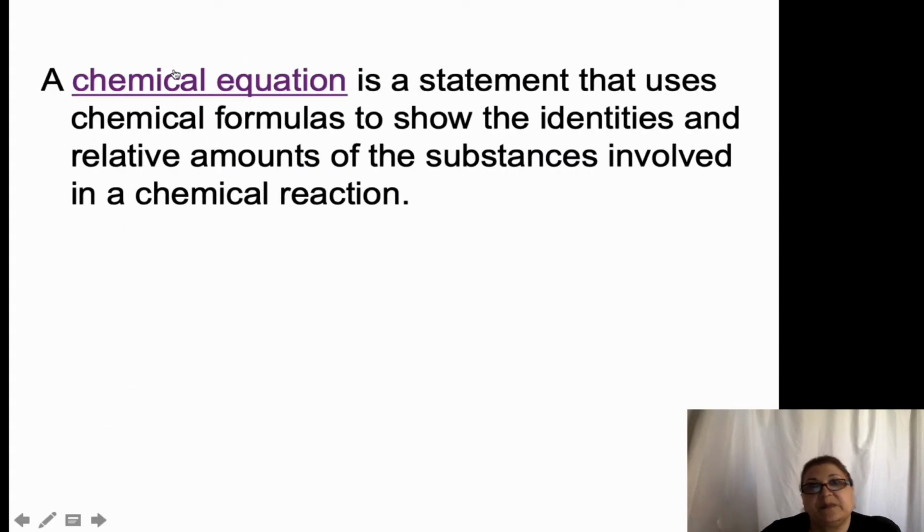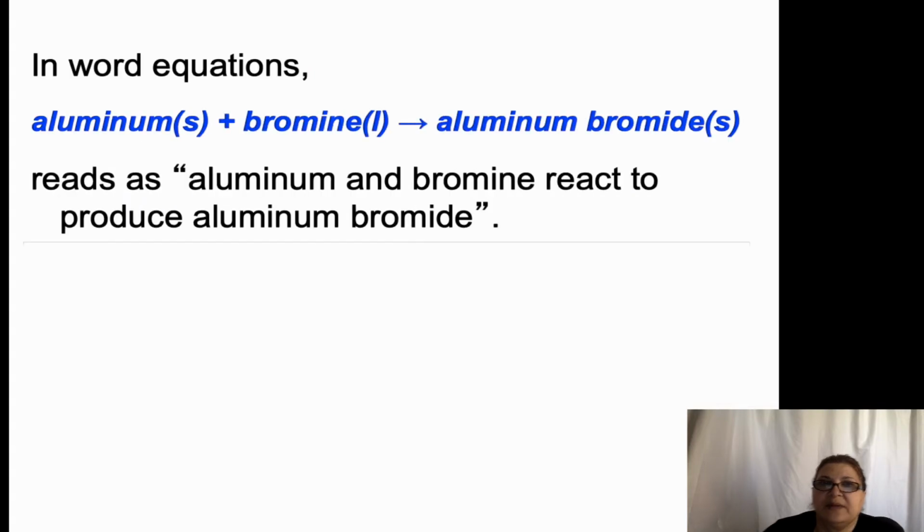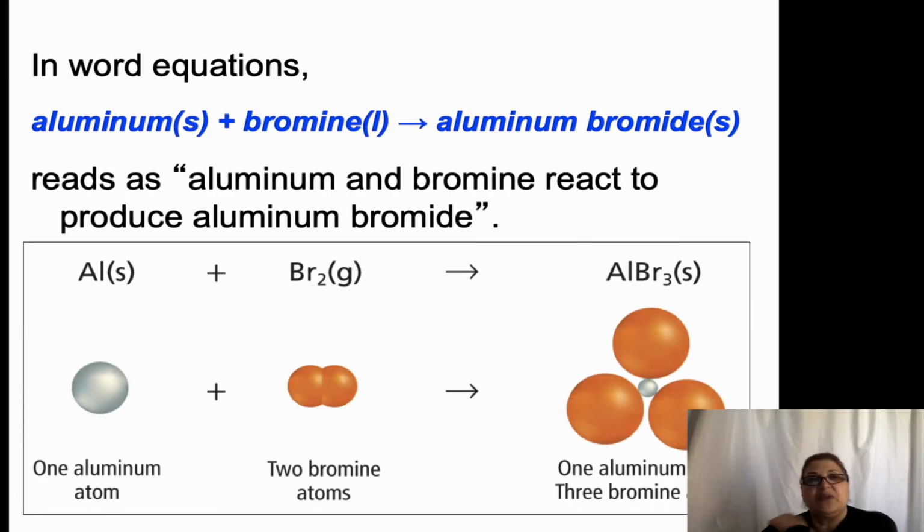Chemical equation: a statement using chemical formulas to describe the identities and relative amounts of the reactants and products involved in the chemical reaction. We go from word, which is we see something like this, and reads aluminum and bromine react to produce aluminum bromide. So this is a word equation. And then we go to formulas. We break them down. Aluminum is Al, bromine is Br, but we have to remember they're binary, so it's Br2.